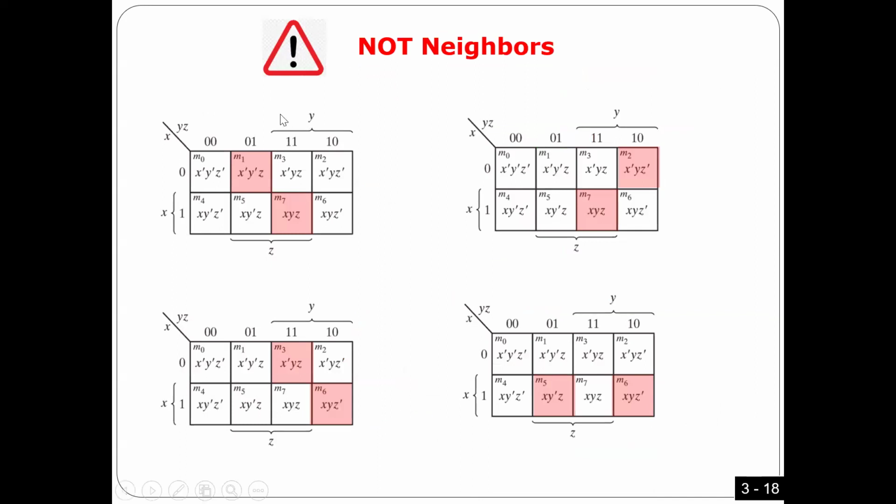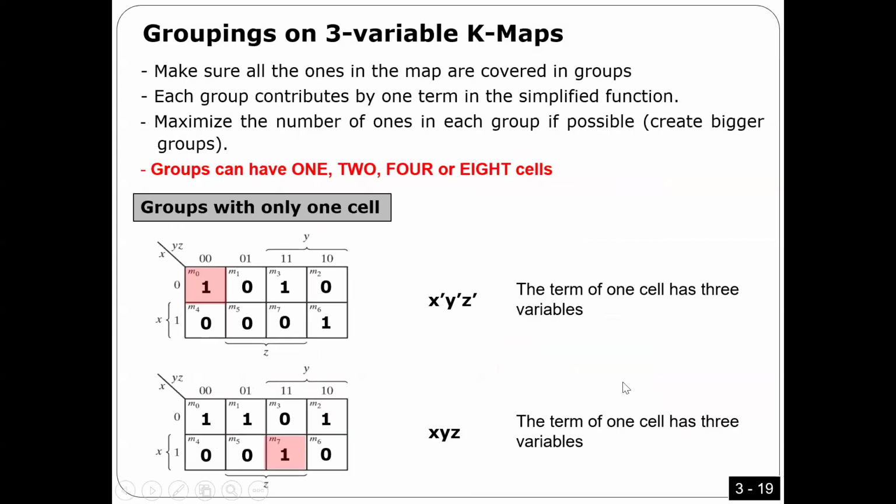The diagonals are not neighbors, because they are not direct neighbors. There is someone here in the middle. This can't be a neighbor. And again, it's very simple. You can check between these two. You will find there are more than one difference. Here this one has z prime, so z is different. Y is different. So there are two differences, not one. Very simple. Now let's talk about grouping.